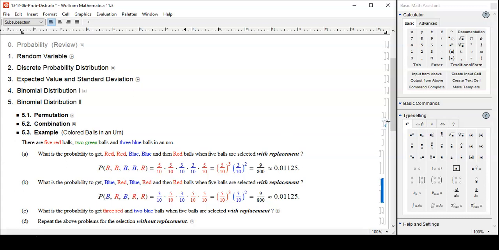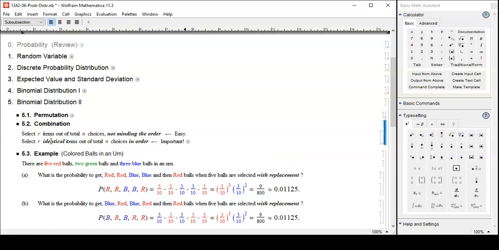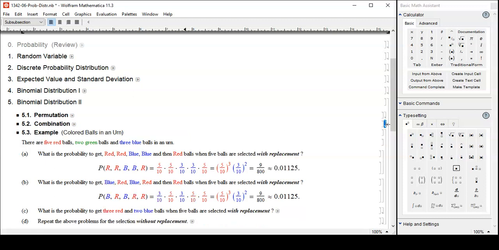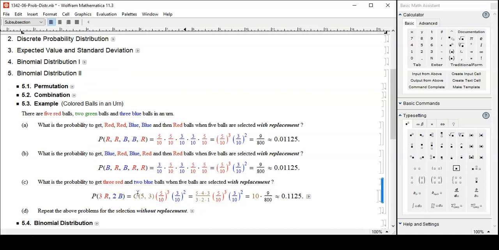So basically this is selecting r identical items out of total n choices in order. Out of 5 balls, select 3 spots for red. The others will be automatically blue. It's a combination. So what do we end up with? Combination 5 choose 3, so 5 times 4 times 3 over 3 times 2 times 1, times that probability. So the binomial coefficient or combination shows up this way.